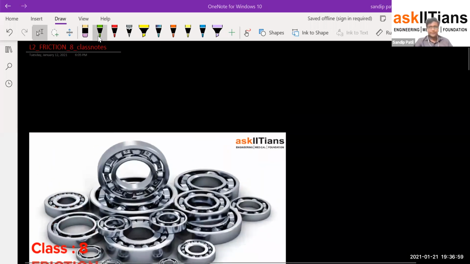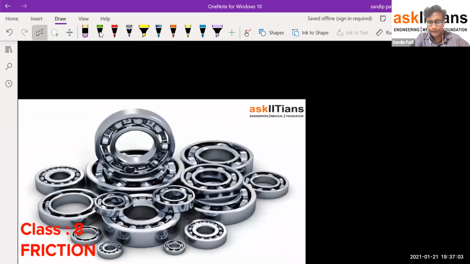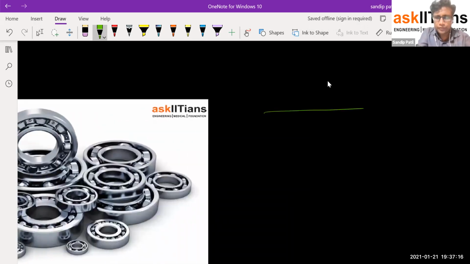Now let's solve one question. Try this question if you can solve it. This is based on our previous session. Consider this is the table and the block is kept here, let's say of mass 2 kg. I'm going to apply a force of 12 Newton here.